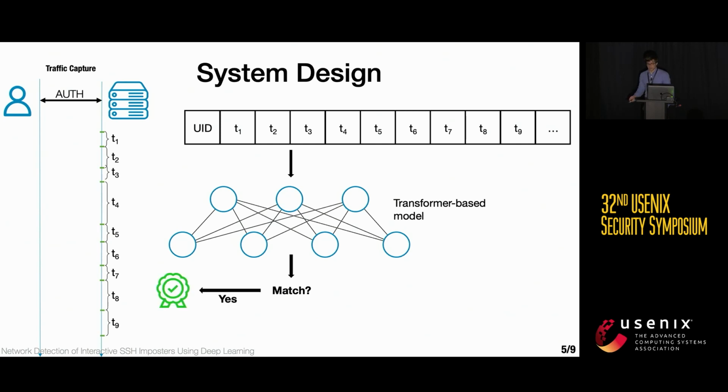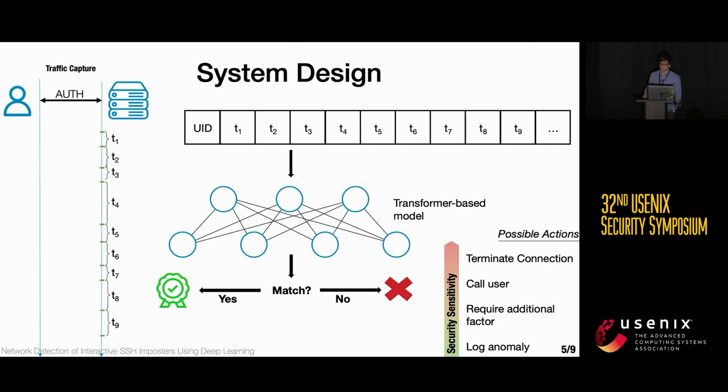If we do, that's great. We confirm that this ID corresponds to this keystroke dynamic, and so the person is well authenticated. If we don't, we know that there's a mismatch, meaning the user is not who they pretend to be. In this case, there's several measures that we can take, depending on the security sensitivity of the site. It can be as simple as just logging the anomaly. But for more security-sensitive sites, such as government sites and stuff like that, we might want to actually terminate the connection to prevent future damage.